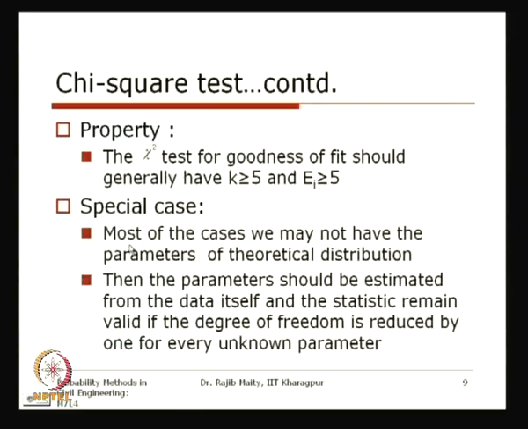Now the special case: in most cases we may not have the parameters of the theoretical distribution, so the parameters should be estimated from the data itself. The statistic remains valid if the degrees of freedom are reduced by 1 for every unknown parameter. That's what I just explained. If you need to estimate the parameters of the hypothesized distribution from the data, that many degrees of freedom will be lost.